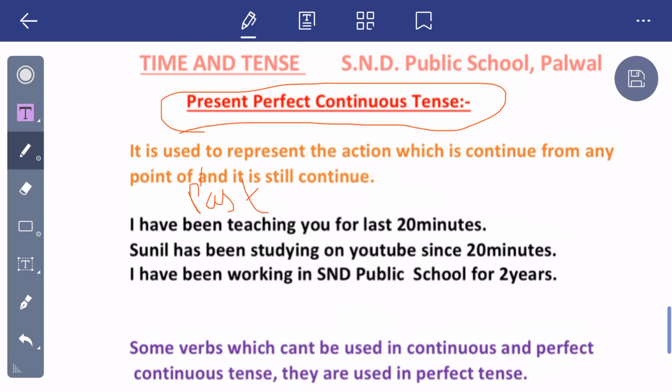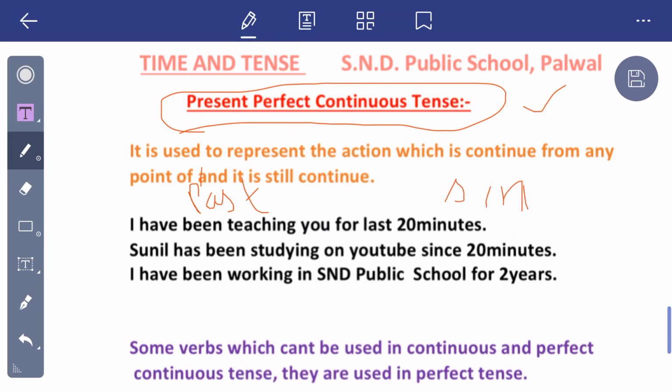It means suppose any work started yesterday and it is still continuing. Suppose I say, I am studying. So I will say, I have been studying since yesterday. So in this sentence, I started studying yesterday, but still the work is continuing. So to show such a condition in which an action started in the past but is still continuing, we use present perfect tense.